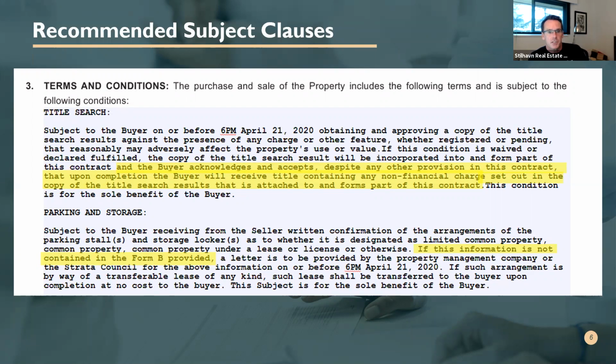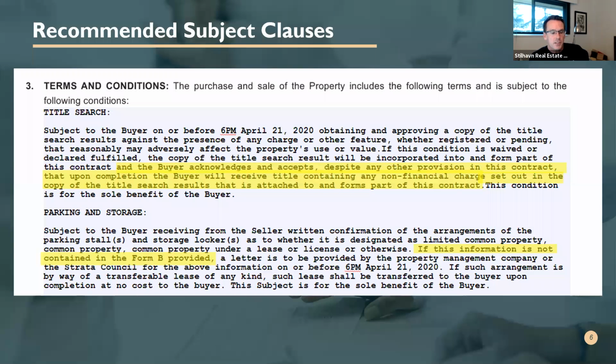So the buyer acknowledges and accepts, despite any other provisions in this contract, meaning section 9, that upon completion, the buyer will receive title containing any non-financial charge set out in the copy of the title search results that is attached to and forms part of this contract. So again, make sure that's in any title clause that you're using.